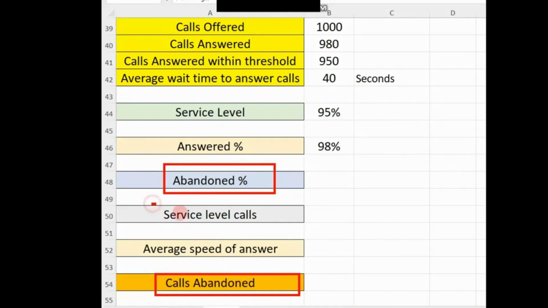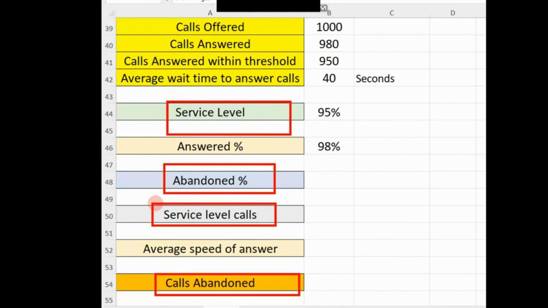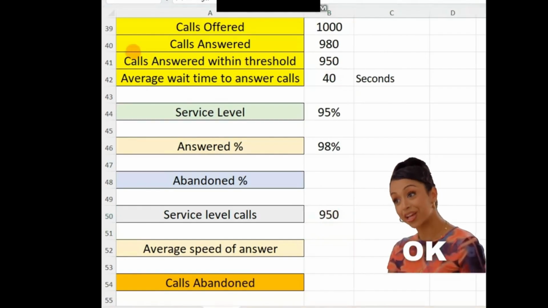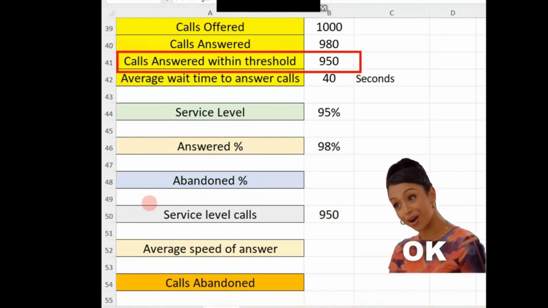After that, we will find out service level calls. In the first question we found out what the service level is. Here we have to find out how many calls have been answered within threshold or within service level. How can we do that? The simple calculation is: we know that the service level is 95%, multiplied by the calls offered, which is 1000. Press enter. So 950 calls have been answered within threshold. You can see that it is completely the same: calls answered within threshold or service level calls.